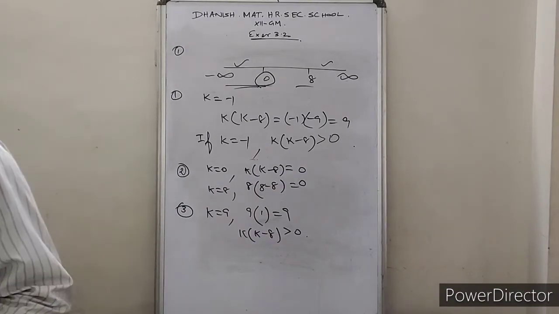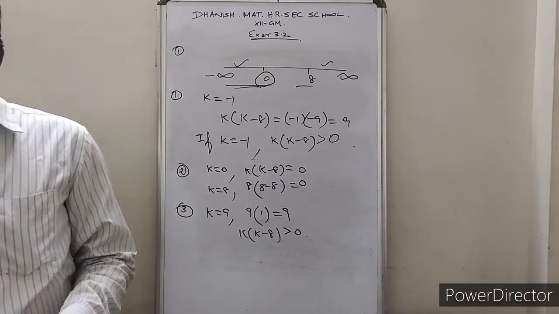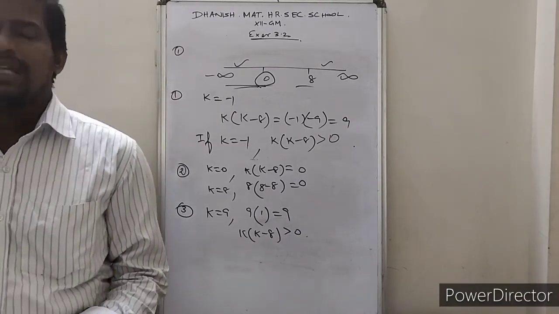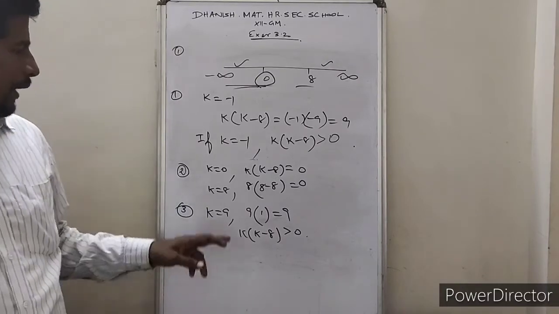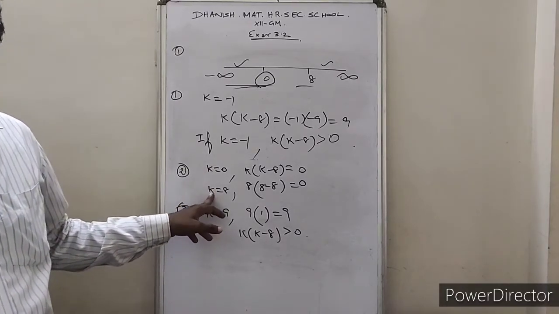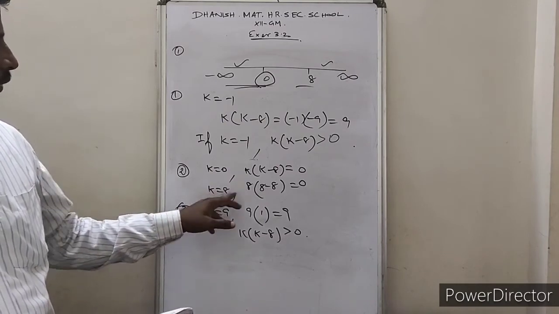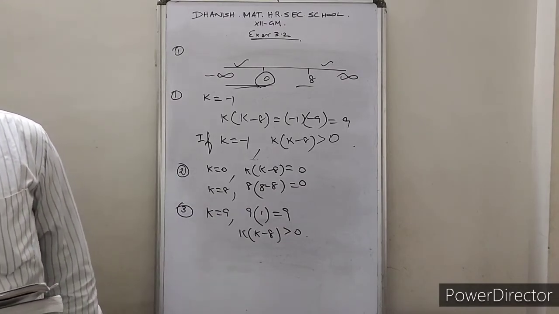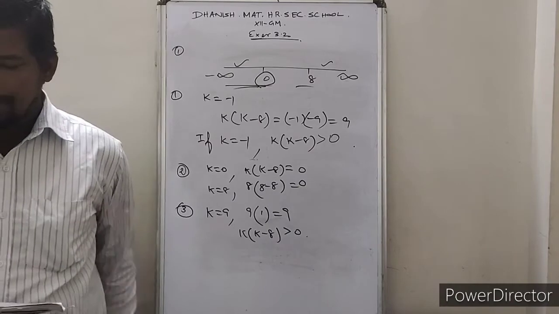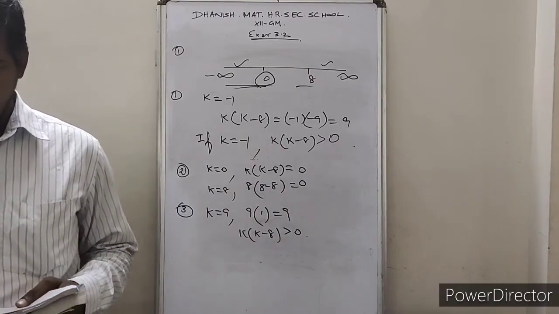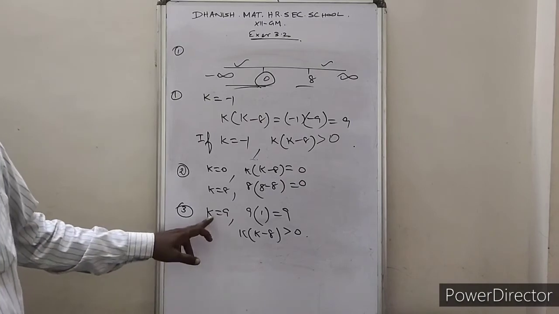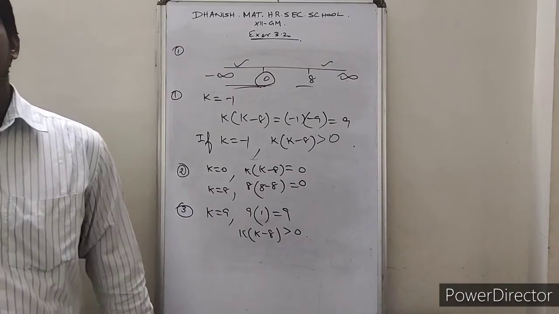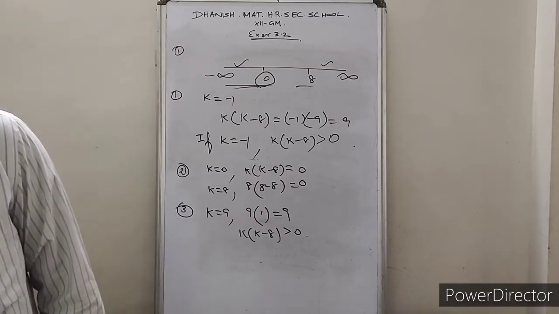So here we are having four cases. When k is less than 0, our discriminant is greater than 0. So it has real roots. Then when k equal to 0 and k equal to 8, our roots are real and equal, since our discriminant is 0. Then third one, when k is greater than 0, our discriminant is also greater than 0. Then the roots are real and distinct. When k is greater than 8, our discriminant is greater than 0. So our roots are real and distinct.